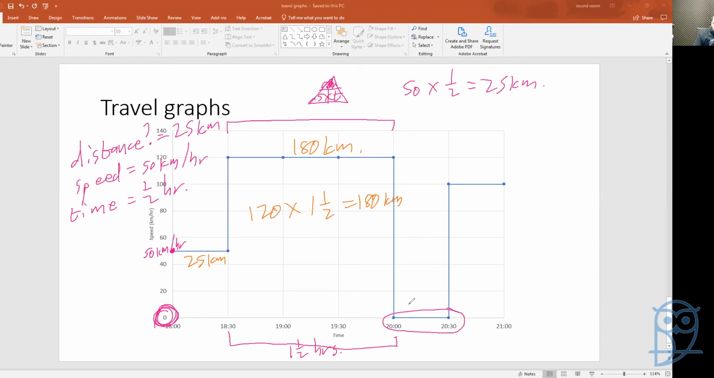How far did he travel here? He did not go anywhere because he stopped and had the snack, so it's 0 kilometers. And then over here, he's traveling for half an hour at 100 k's an hour. So 100 times a half gives me 50 kilometers. So how far did he travel in total? We add them together. 25 plus 180 is 205. 205 plus 0 is 205. 205 plus 50 gives 255 kilometers as a total distance.